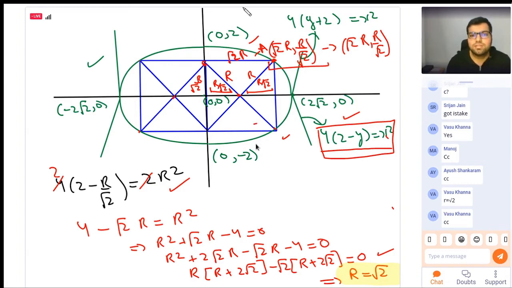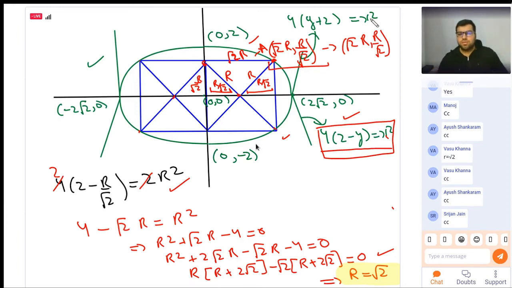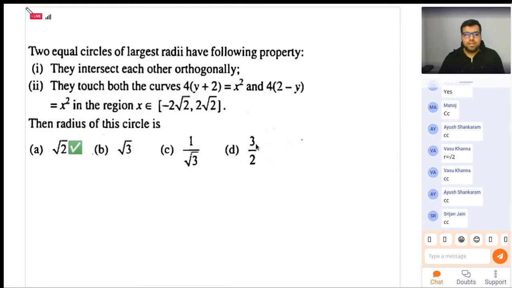So I'll try to draw a circle. If you draw a circle over here, let me see if I can draw. If you draw a circle passing through these 4 points, it will touch the parabola also. Great. So this is clear to you. So this should have been the approach. Okay. And so root 2 was the correct answer, and this was the exact diagram.